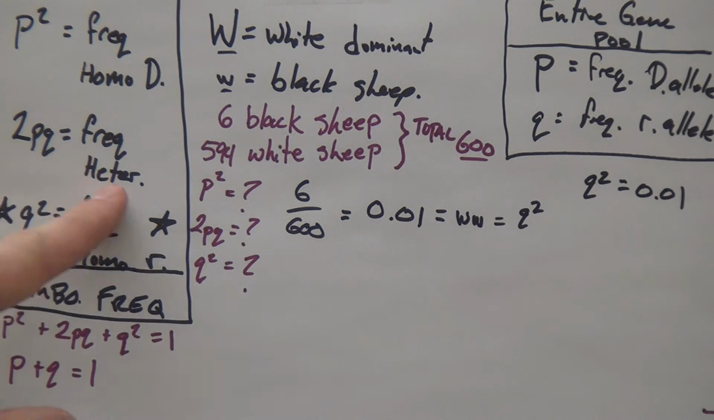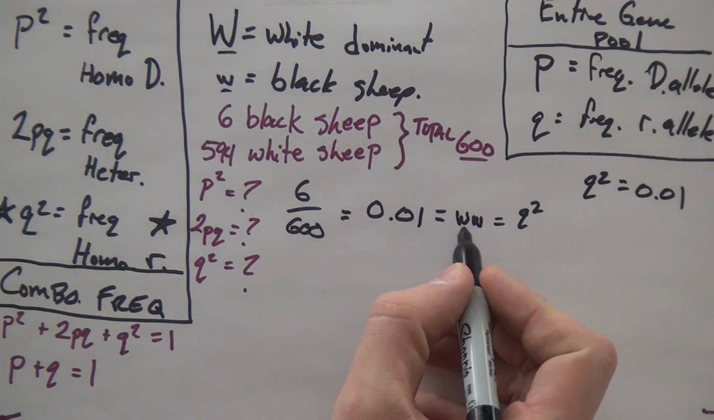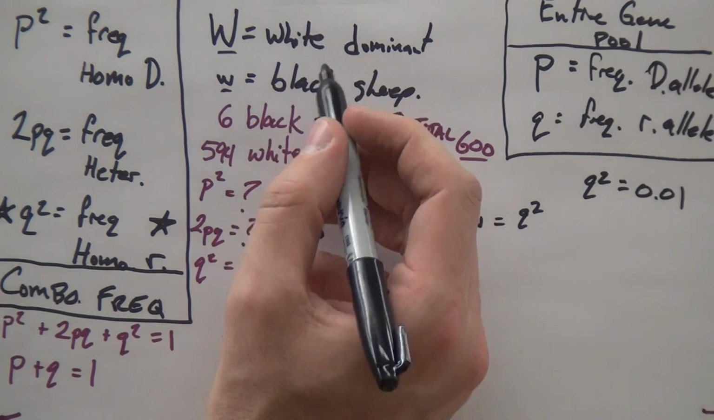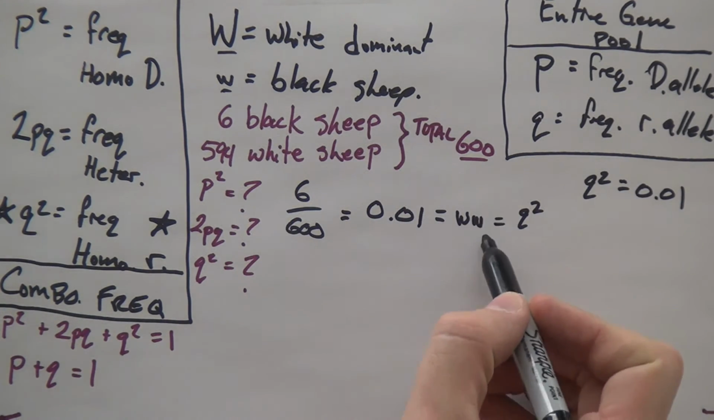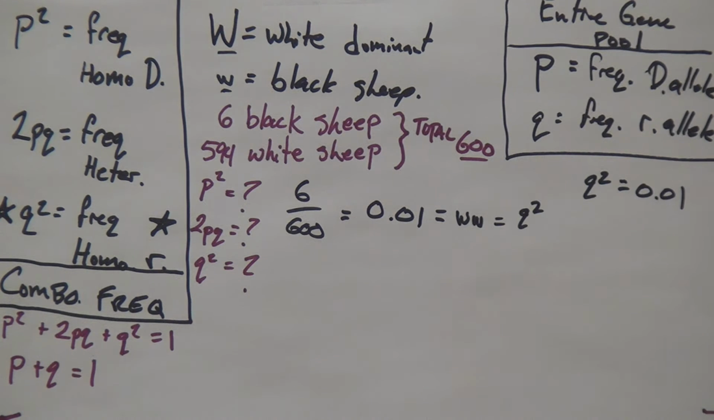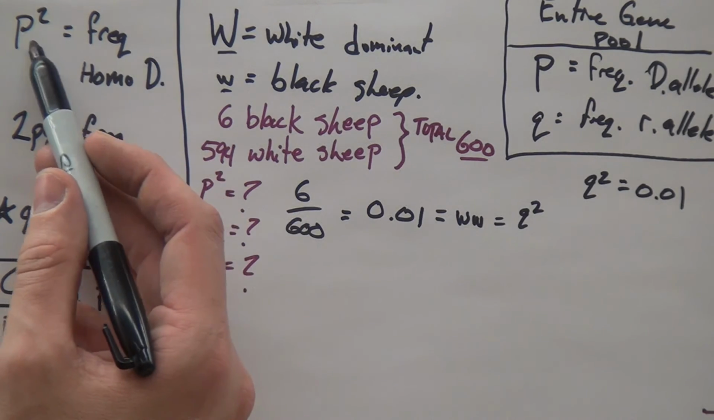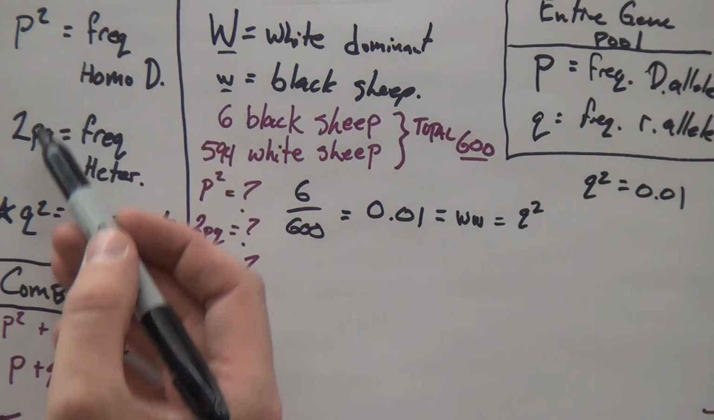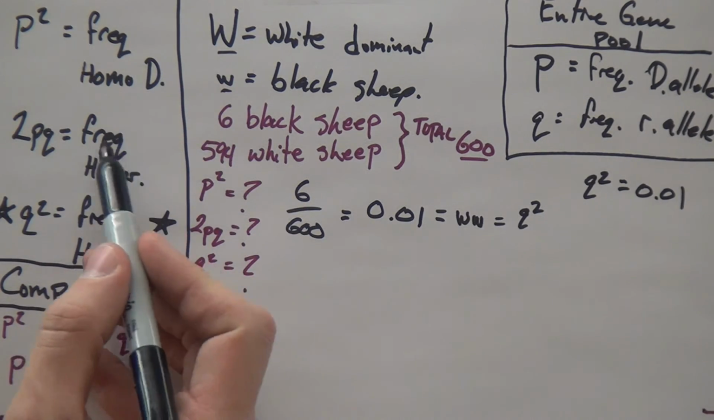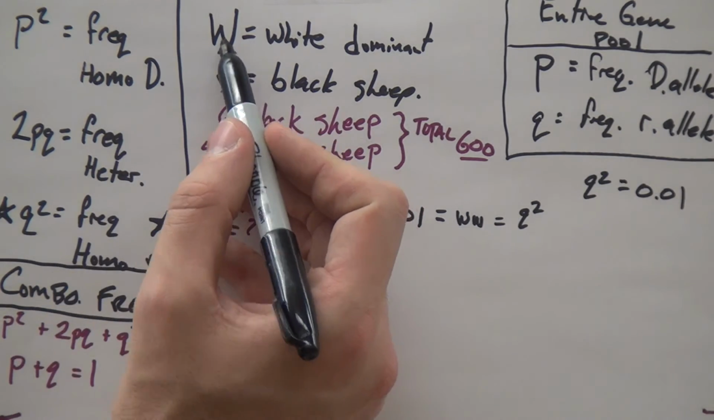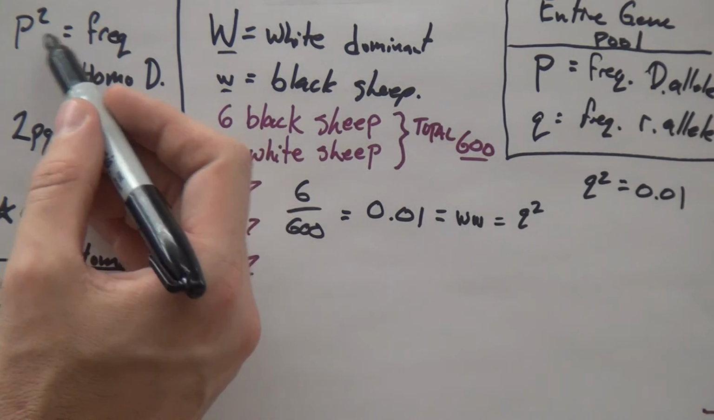Think of it logically: there's only one possible way that you could get this phenotype, black sheep. You have to have the homozygous recessive combination, one from mom sheep, one from daddy sheep. The problem with finding the other frequencies first is we don't know the proportions of how many heterozygous we have, the combination of dominant and recessive alleles together. We don't know the frequency of the homozygous dominant either.